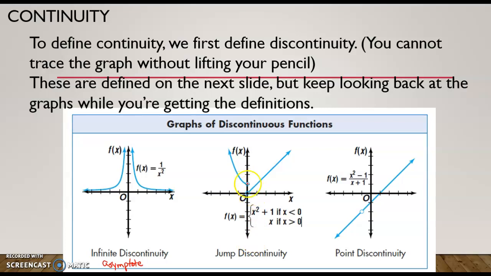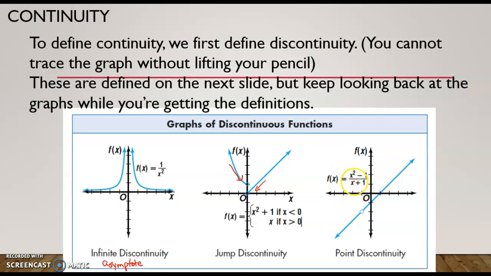Jump discontinuity. It approaches a different value when you're coming in from this side than it does coming in from this side. That's approaching from the left, approaching from the right, but we come up with a different value. That produces jump discontinuity.